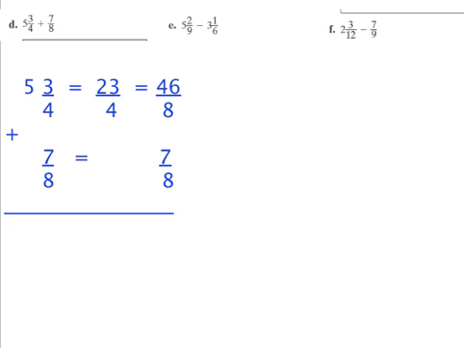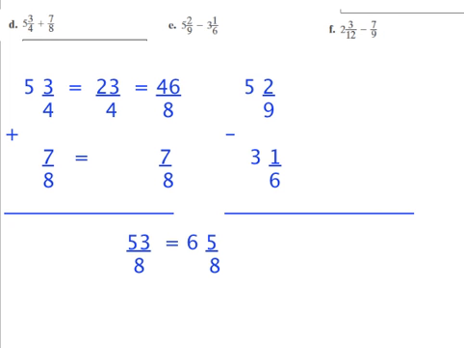So 5 3/4 becomes 23/4, and 7/8 will just stay 7/8. We still have to find a common denominator of 8, so 23/4 becomes 46/8. So now we can add 46/8 and 7/8 and get 53/8. We still have to change that into a mixed number, and we'll do that next. 53/8 becomes 6 5/8. Let's take a look at example E now.